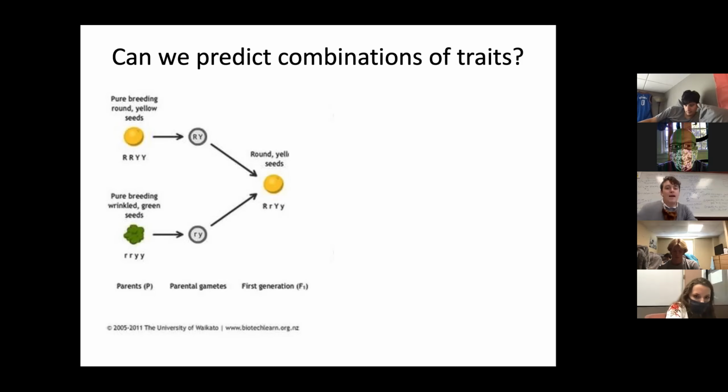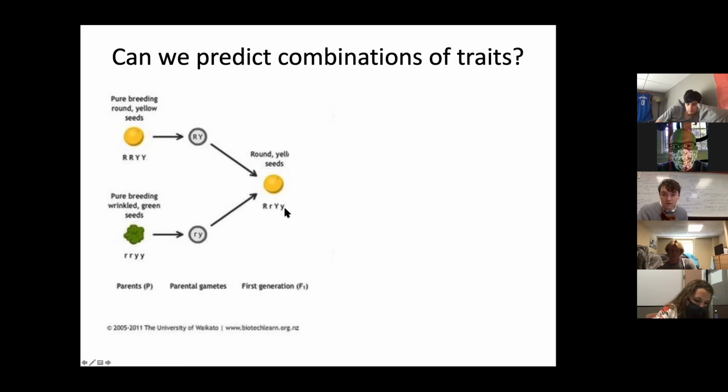You guys remember ever having to use the FOIL method in a math class? Yes. Yeah, right. First, outside, inside, last. You can use that here. So let's start with the first, big R, big Y. First allele from this gene, first allele from this gene, big R, big Y. Outside, big R, little y. Inside, little r, big Y. Last, little r, little y.